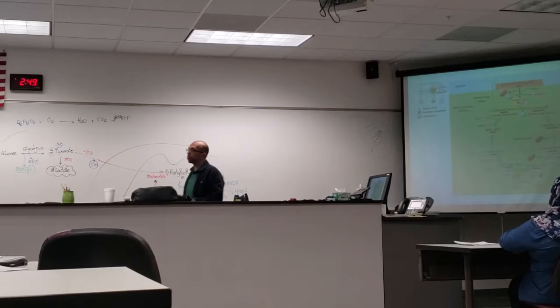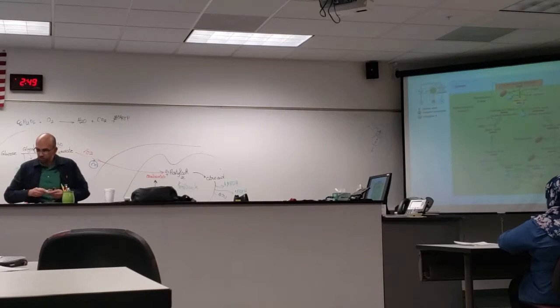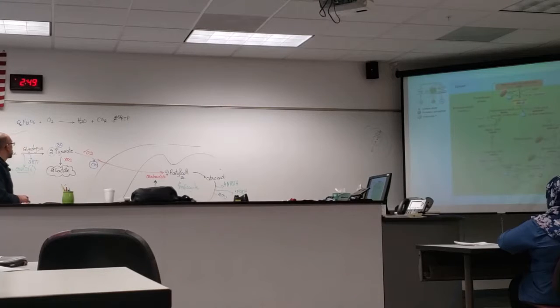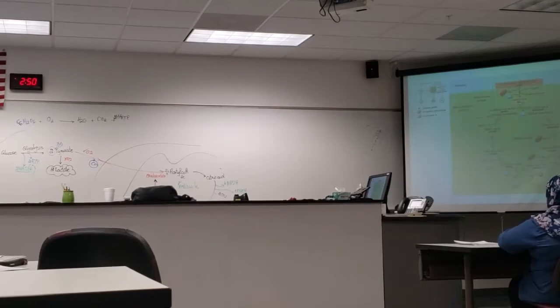So how many ATPs will I generate from each glucose so far? How many net ATPs will be generated so far? We've got how many from the glycolysis? 2. How many from the Krebs cycle? 2. Why? Because 1 from each Krebs cycle. And how many Krebs cycles do you have? 2. So you're going to get 2 ATPs from the Krebs cycle, 2 ATPs from glycolysis.